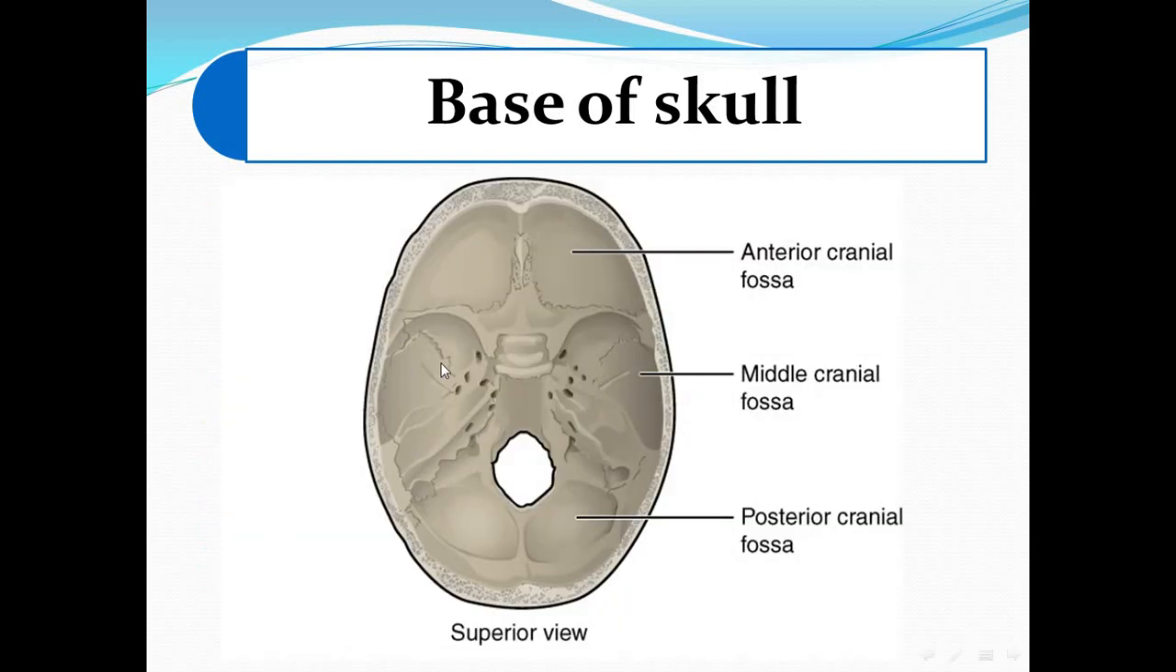This is how our skull base looks from inside. This is a superior view. It's divided into 3 fossae: the anterior cranial fossa, the middle cranial fossa, and the posterior cranial fossa. And this is the foramen magnum, the opening of the spinal cord.